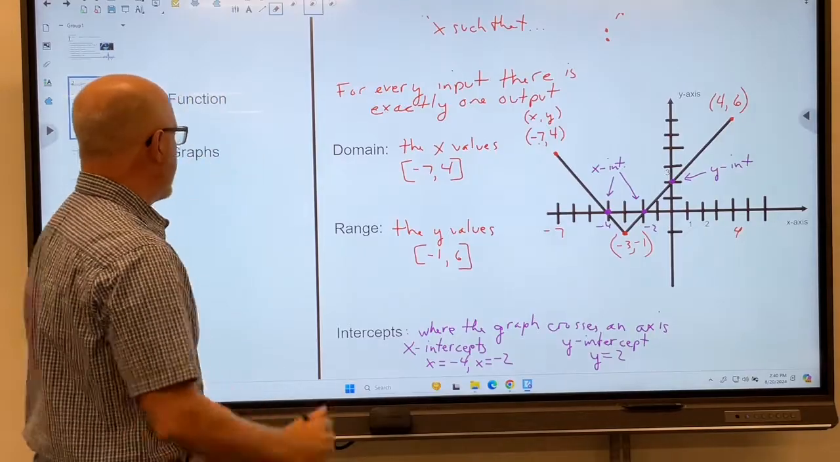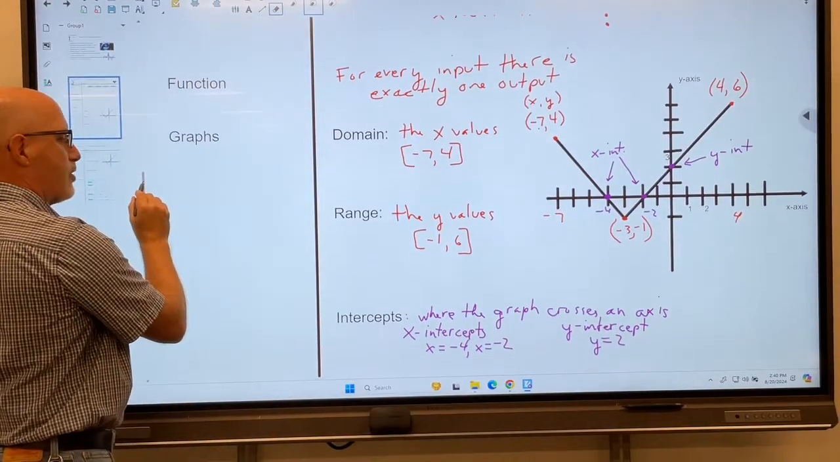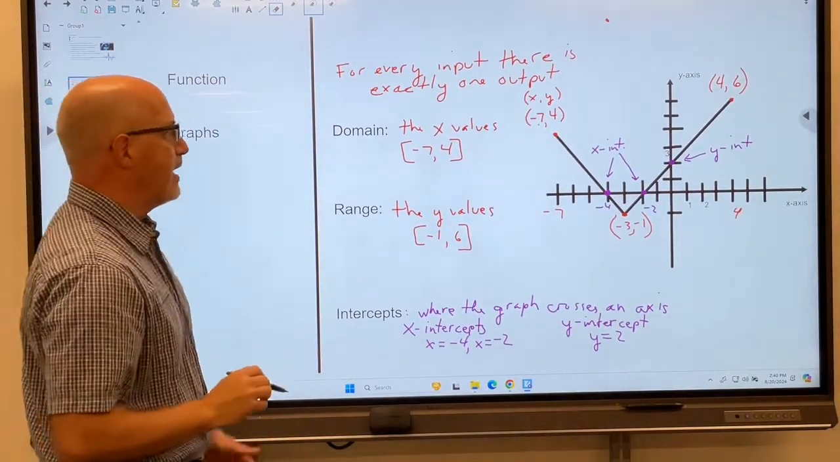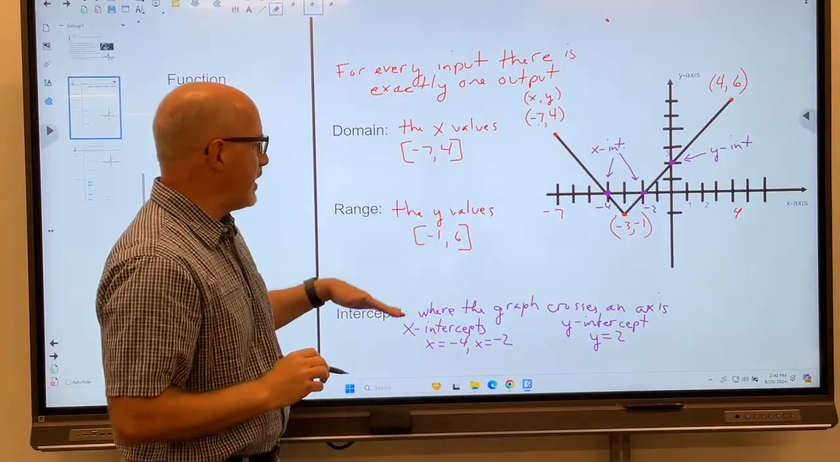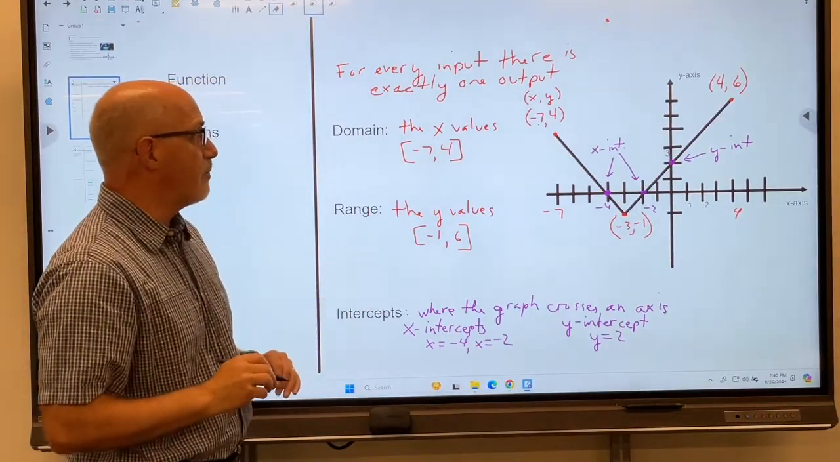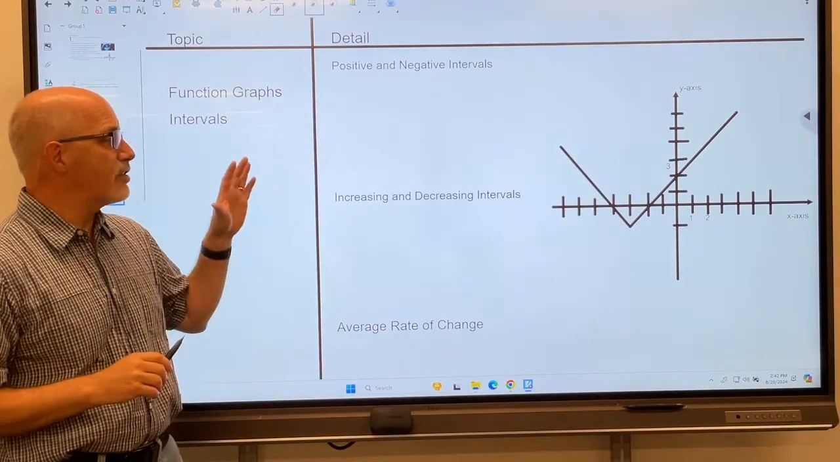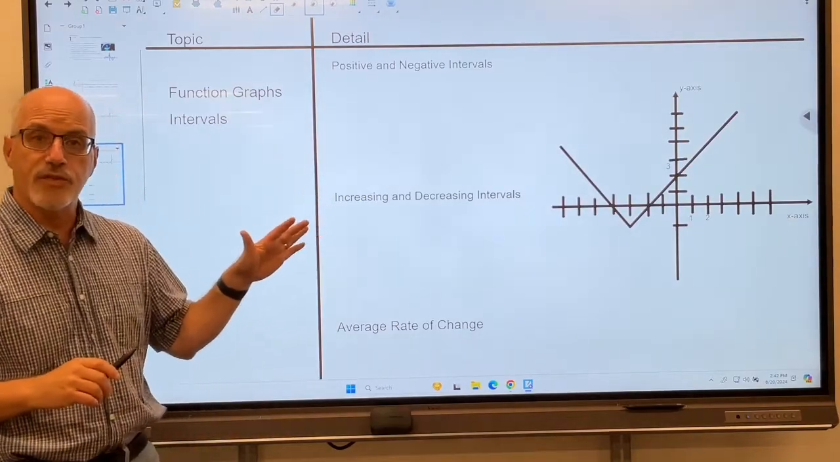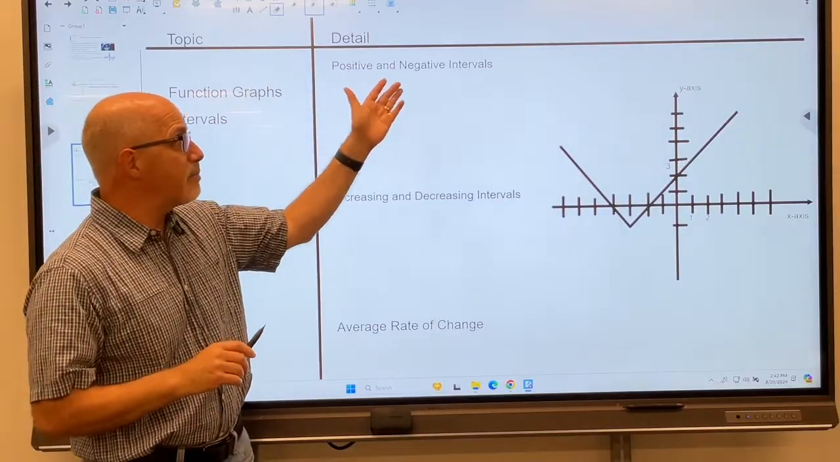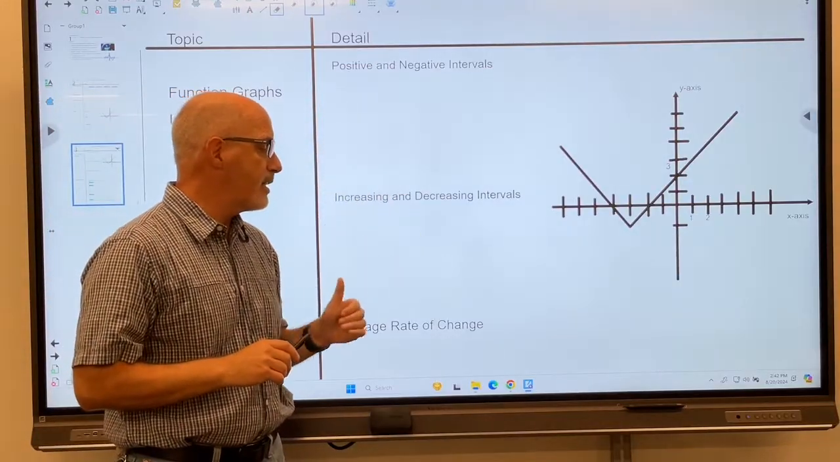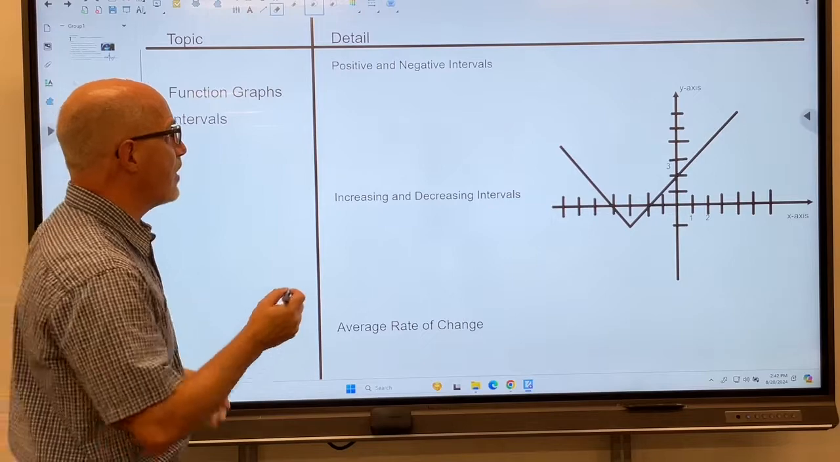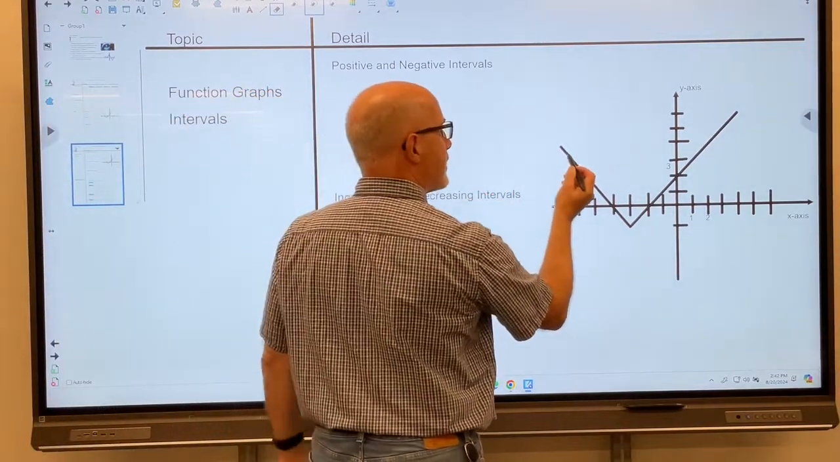So that gives me the information when it comes to this graph, which is a function. It tells me what the domain range is and where my intercepts are. Let's take a look at how we describe some of the intervals of when this graph is positive and negative and increasing and decreasing.